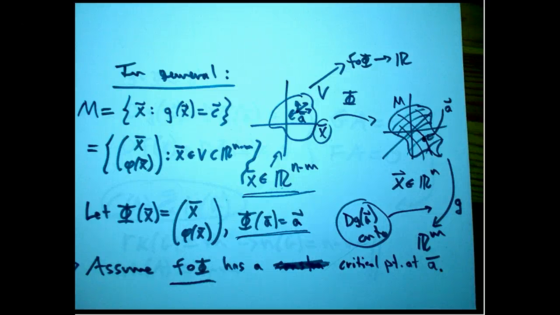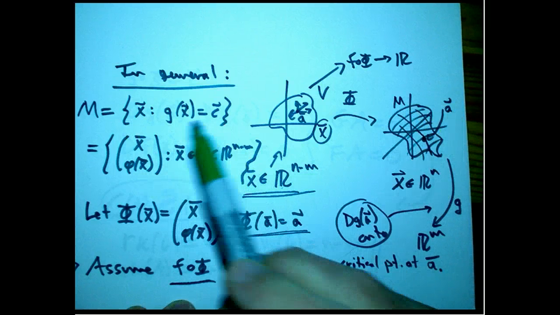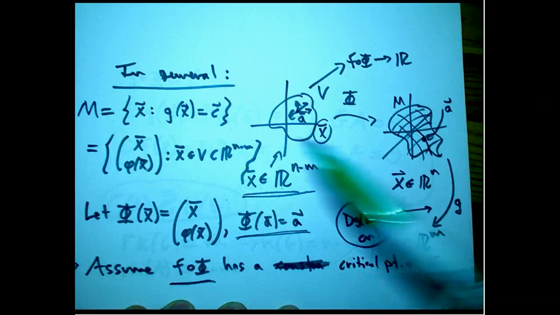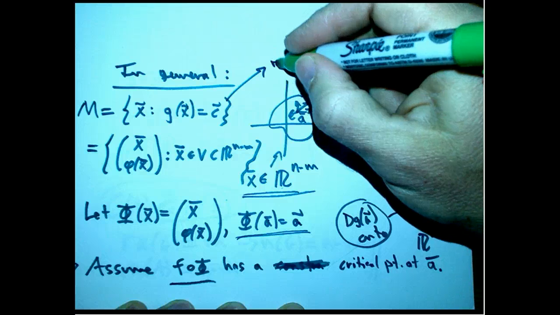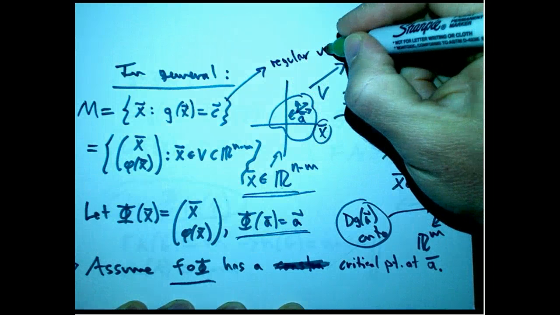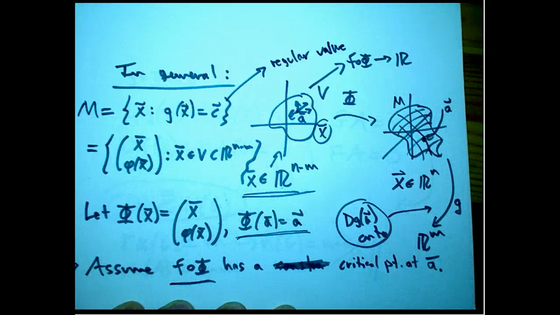So now let's look at the general setup to finish off and actually do the general proof of the Lagrange multiplier theorem. In general, we've got a map g from R^n to R^m, and M is the level set of g. Now, to make sure that's nice, what we would like to know is that c is a regular value, which means that for all x that satisfy this equation, dg is onto.